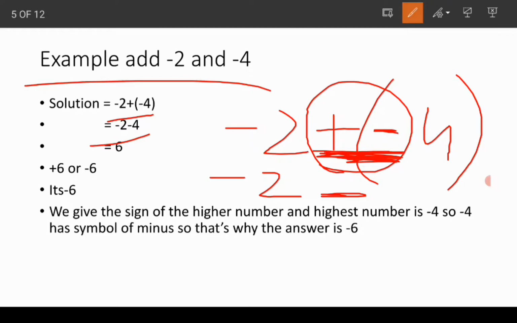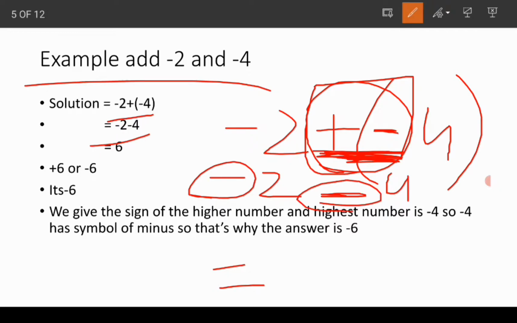Why? Because when you open plus and minus, you always get minus. And when you open minus and minus, you always get plus. Okay? So minus 2 and this is minus 4. Now they are the same signs, minus and minus. So add these both. 2 plus 4 is equal to 6. What is the greater number's sign? The greater number's sign is minus. So keep minus here.